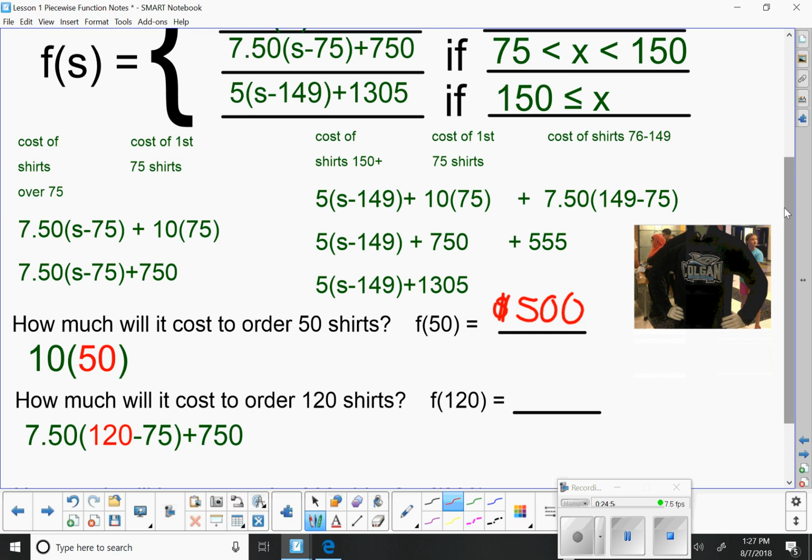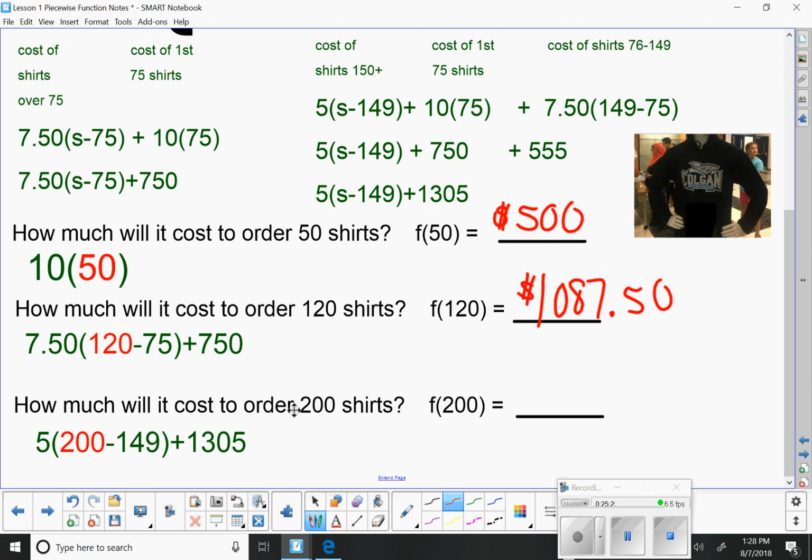How much will it cost to order 120 shirts? Well, 120 shirts gets a little crazier. You've got 750 plus $7.50 times the 120 minus those first 75 shirts for a total of $1,087.50. This amount should be less than this number. Otherwise, you're doing something kind of crazy wrong.